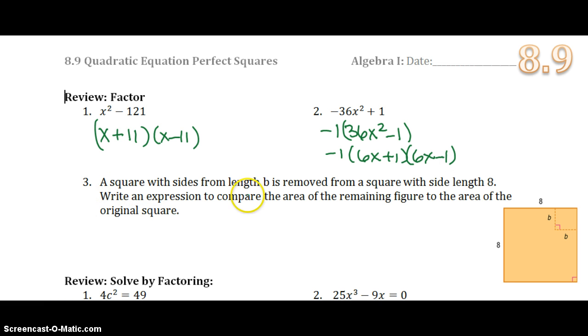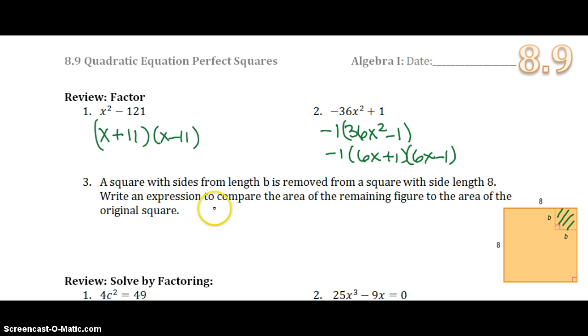A square with sides of length b is removed from a square with sides of length 8. So here's an 8 by 8 square, and we're going to remove this square that's b by b. Write an expression to compare the area of the remaining figure to that of the original.